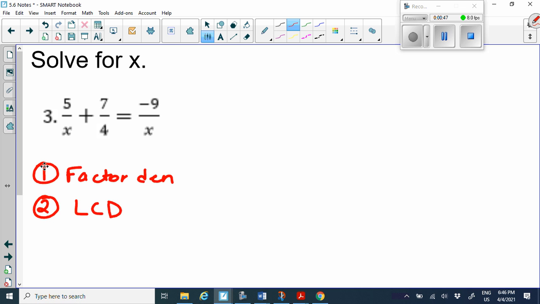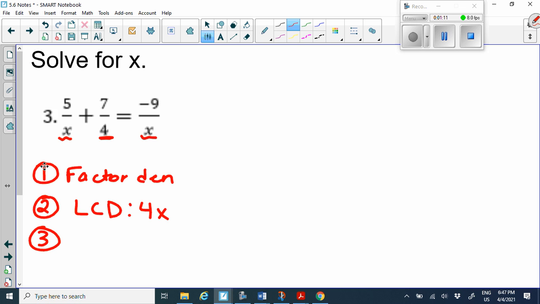Now remember, to do the LCD, whatever's in the denominators or in one of the denominators has to be part of it. Notice that two of our denominators have an x. Now, because they have the same amount of x, we just need that. Also notice that one of our denominators has a 4, so that needs to be part of it. So our LCD is 4x.